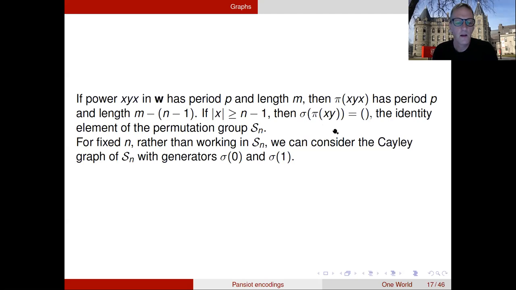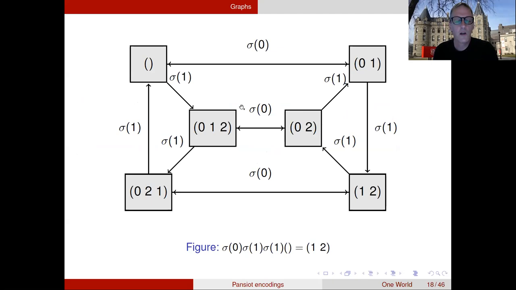And for fixed n, rather than working in sigma n and doing this arithmetic with permutations, it's easier to work on the Cayley graph. So here I started with the identity permutation. I multiply by sigma 1, I multiply again by sigma 1, then I multiply by sigma 0, and I ended up with 1, 2. So the arithmetic for me is it's nicer to avoid it and just work on this graph. However, this graph is not particularly mysterious.